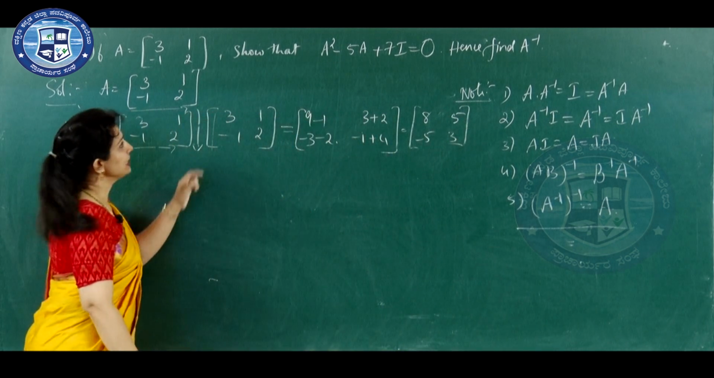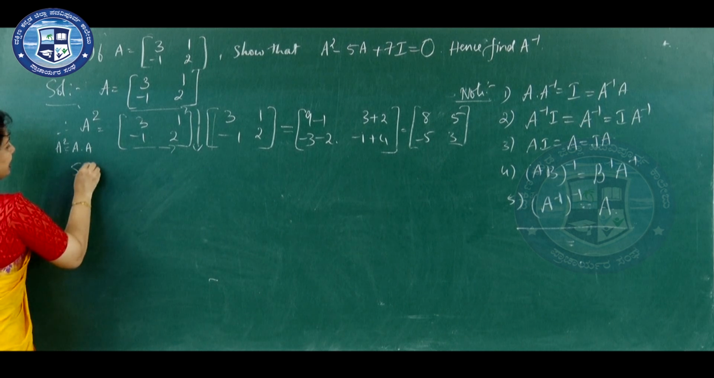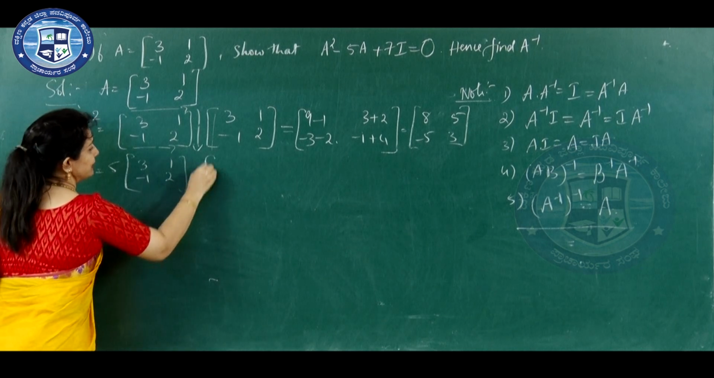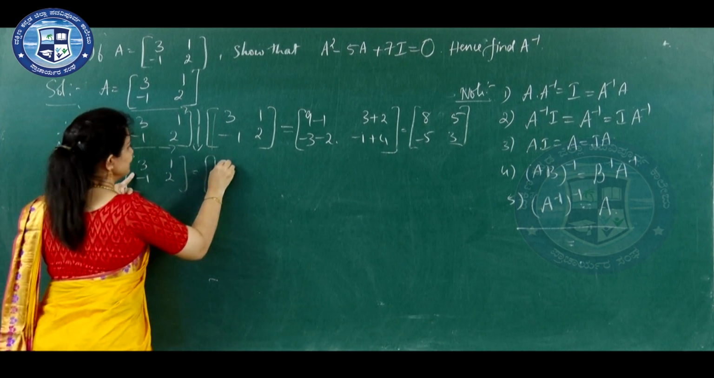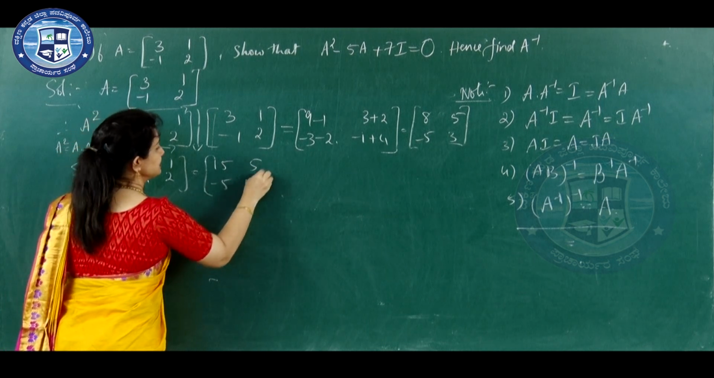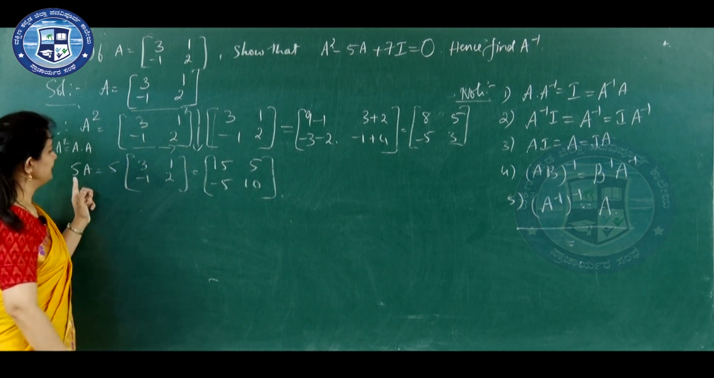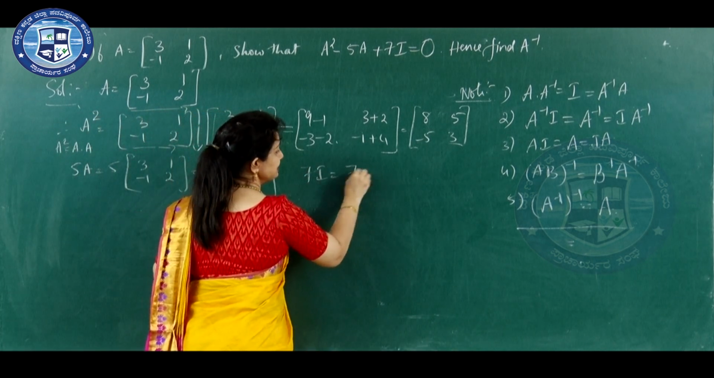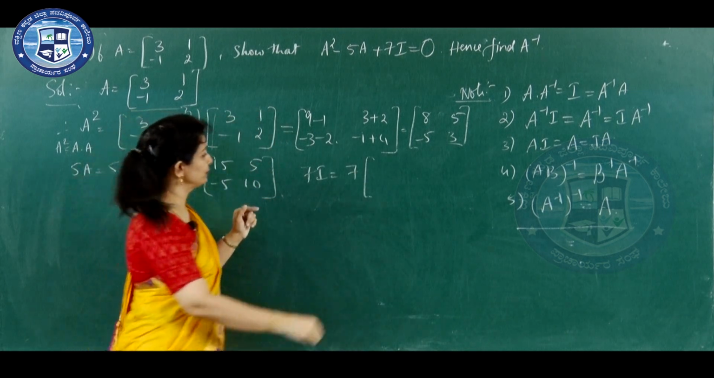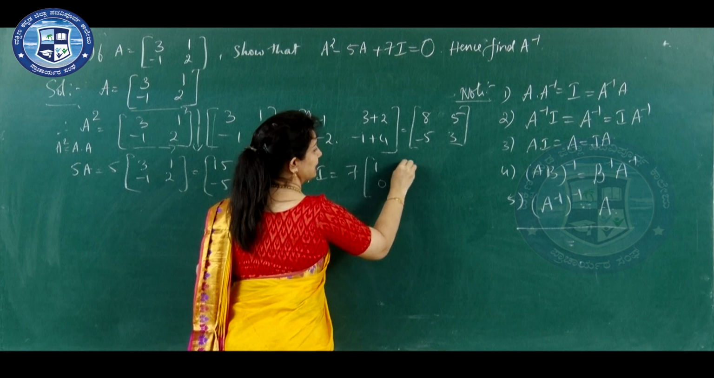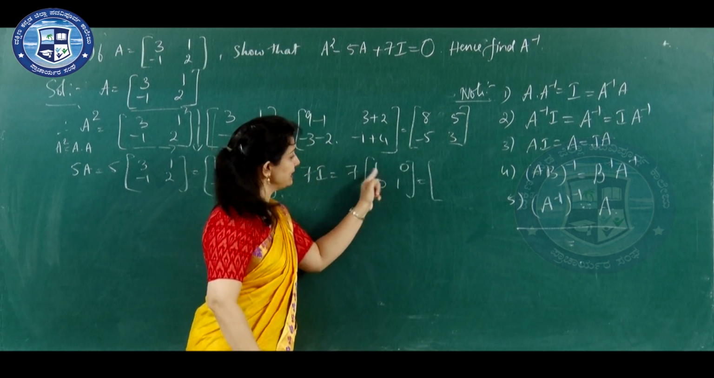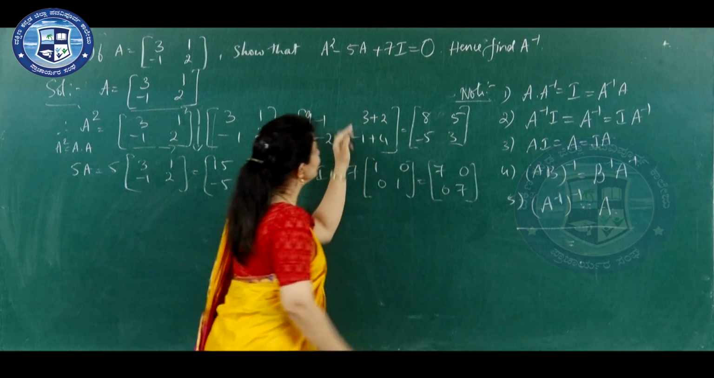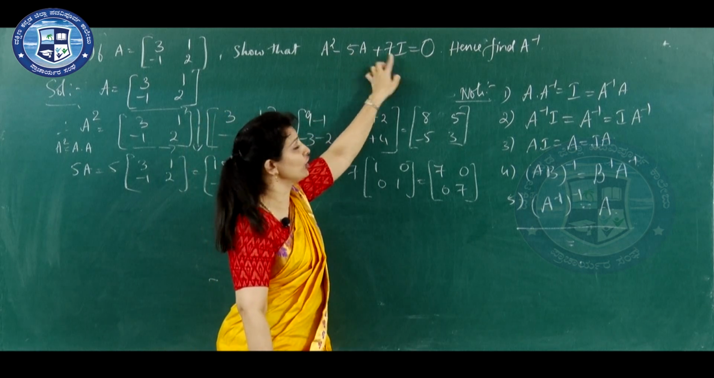This is A square. Now, the next element is 5A. What is 5A? 5 into matrix A, 3, 1, minus 1, 2. Multiply each element by 5. It is 15, 5, minus 5, 10. Alright. Now, the next element is 7I. 7I is 7 times identity matrix of order 2, which is 1, 0, 0, 1. Or it is written as 7 multiplied to each element, so it is 7, 0, 0, 7. So, we got A square, 5A, and 7I.